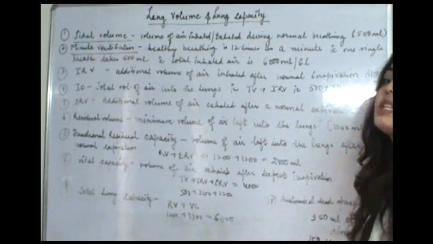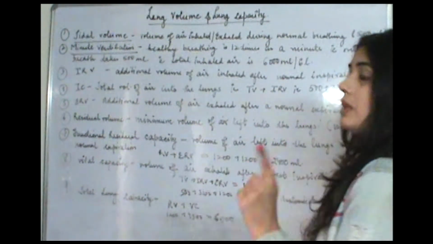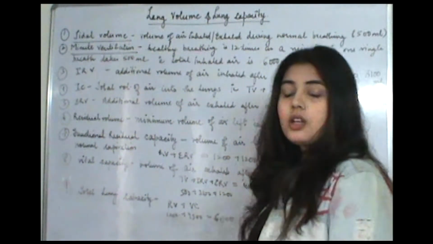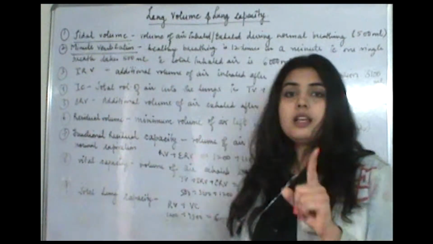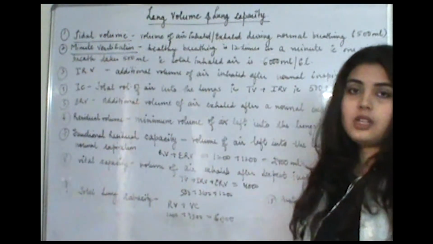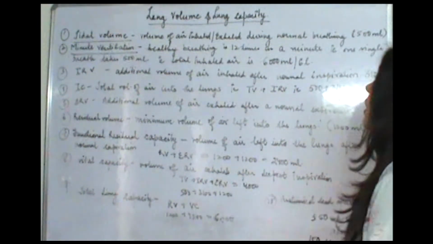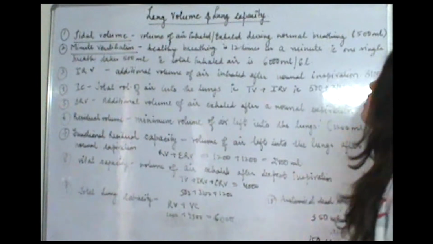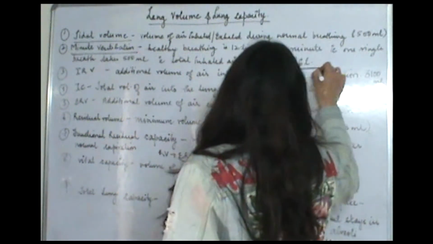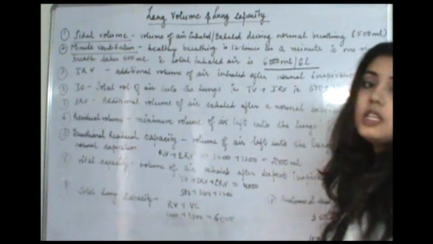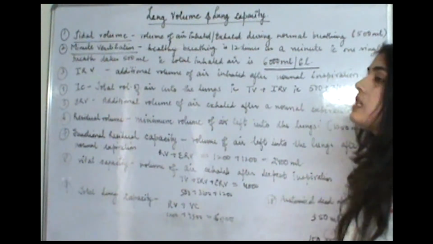Next is the minute ventilation. Minute ventilation is in a single minute. If a normal healthy person is breathing 12 times in a minute, and each breath takes about 500 ml, that is 6000 ml, or 6 liters, of total inhaled air which we are taking in. This is known as minute ventilation.